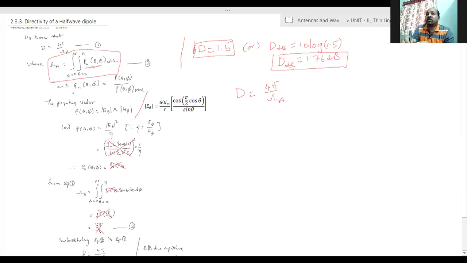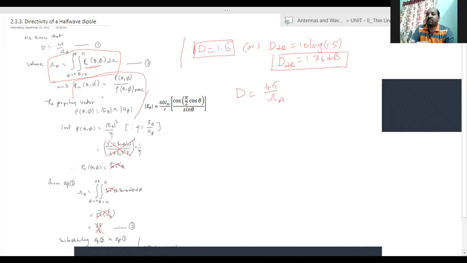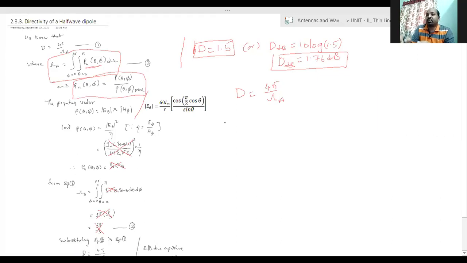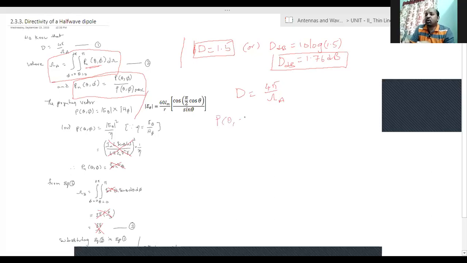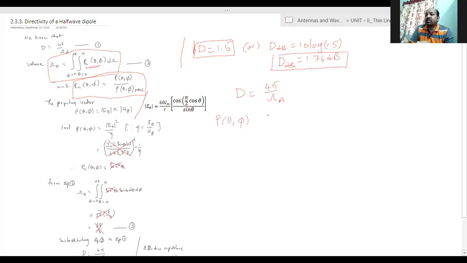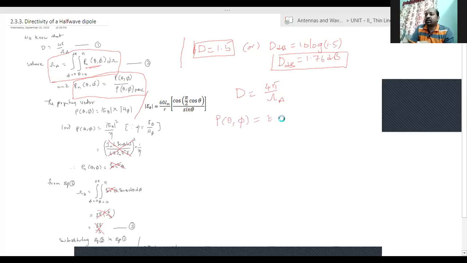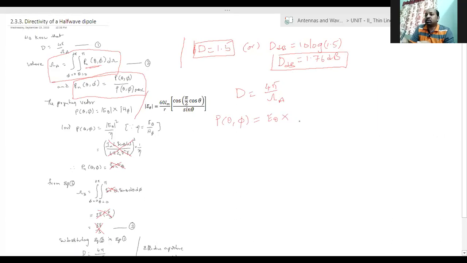And what is the normalized power pattern? Normalized power pattern is the power pattern divided by its maximum value. And what is the power pattern? Power pattern, in the sense of the pointing vector P(theta, phi), is equal to the magnitude of E theta cross H phi: E theta, the magnitude of the theta component of the electric field, and H phi, the magnitude of the phi component of the magnetic field.